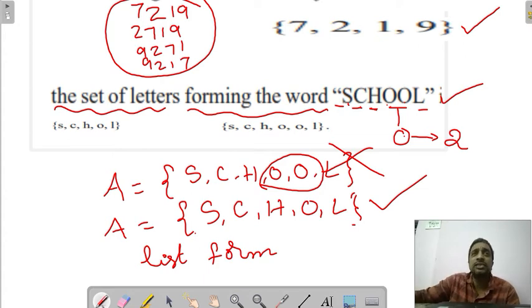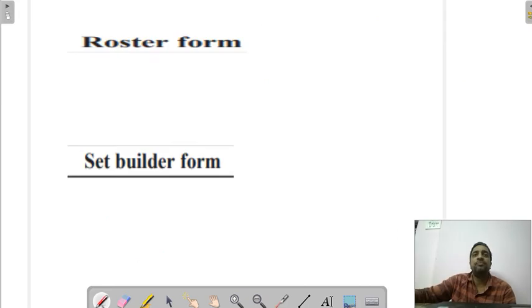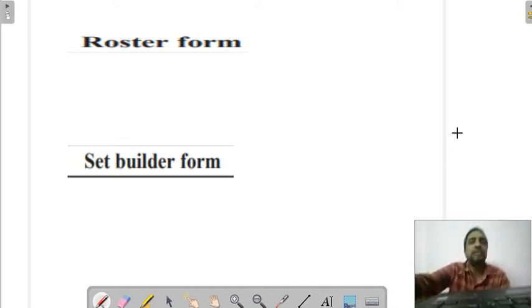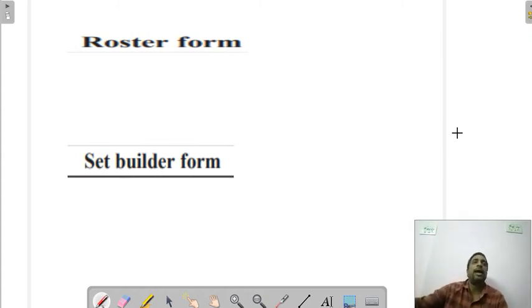Let us do another example. So children, the differences between roster form and list form. What is the roster form? What is the list form? Roster means it is a list form.